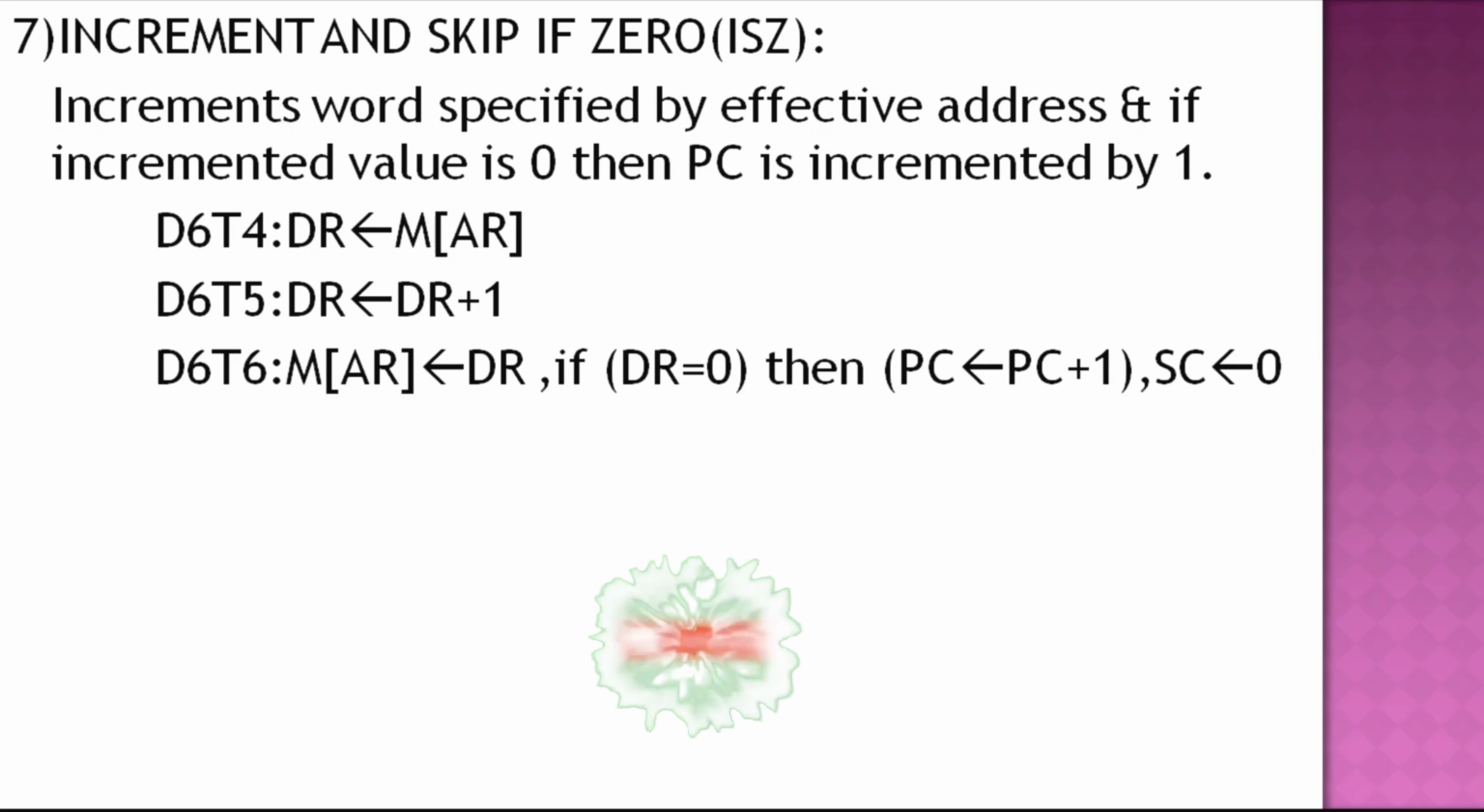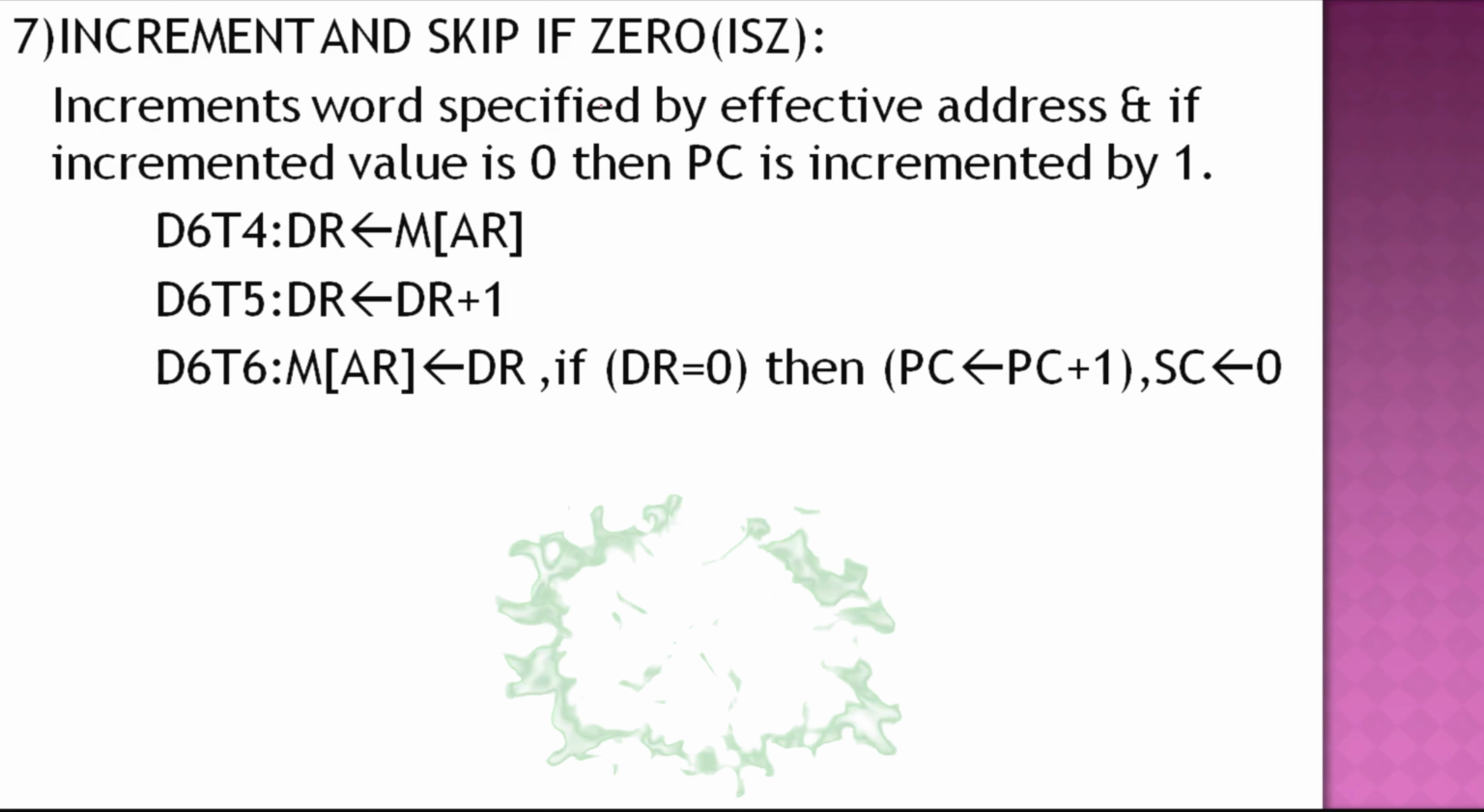Coming to the next instruction, increment and skip if 0. I will explain it. It increments the word specified by the effective address, so it will increment the data, and if the incremented value is 0, then the program counter is incremented by 1. So guys, here at D6, the memory address transfers its content to the data register. After transferring, the data register is incremented by 1. After incrementing the data, we are again transferring the content into the memory address.